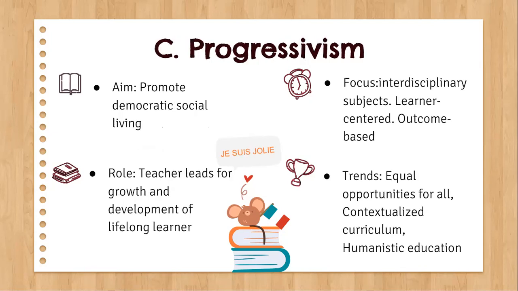Third is progressivism, from the word progress. This is connected to the 21st century education because we are focusing on making it to a point that our students, our learners are learning from us and have the progress inside our class. So its aim is to promote democratic social living. It is democratic social living because the students have the right to ask questions, to clarify, to answer, and not only the teacher is the authority in the area.